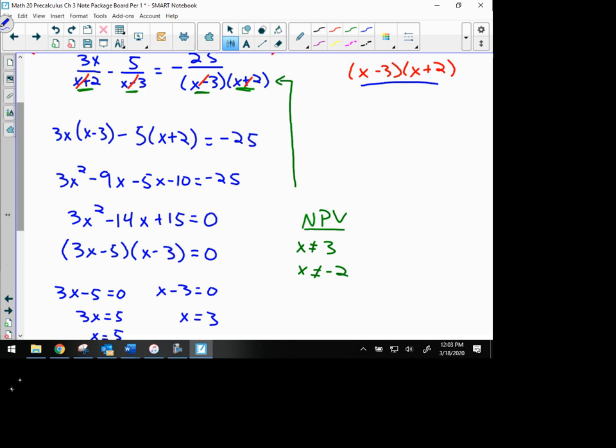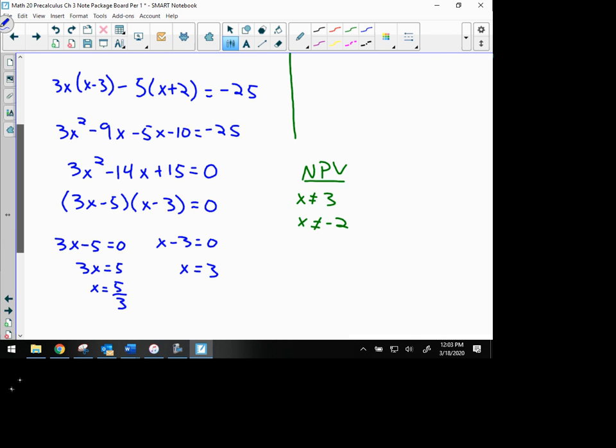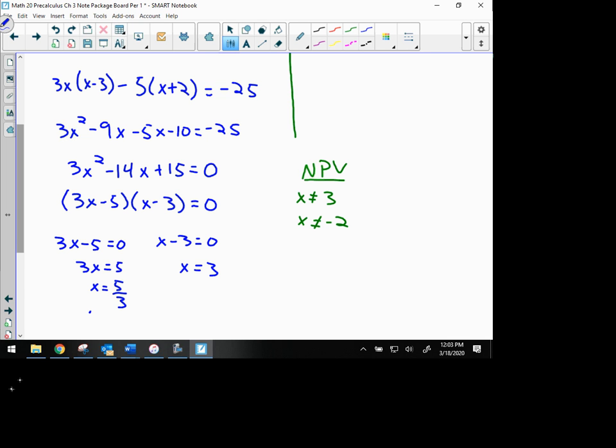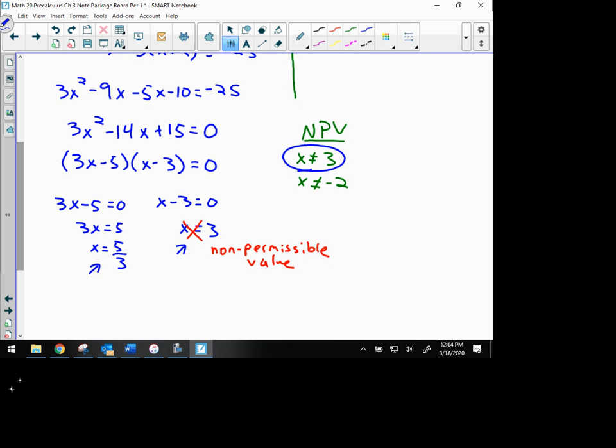So now, as we're looking at our potential solutions that we outlined, x can equal 5/3 and x can equal 3. Those are our potential solutions. Well, we see that not both of them work, there's one that doesn't. And because of our non-permissible value right here, x cannot equal 3, and so this solution is a non-permissible value. So if it's a non-permissible value, that means it cannot be our solution. X cannot equal 3. So our only solution is the 5/3 then.